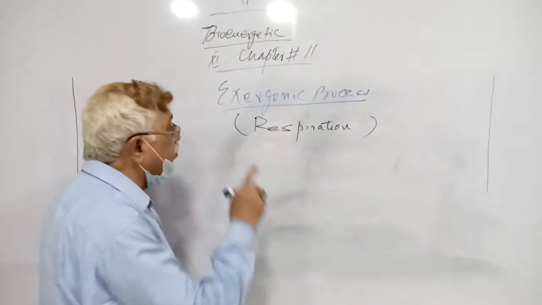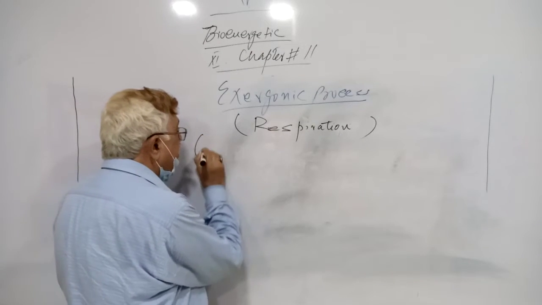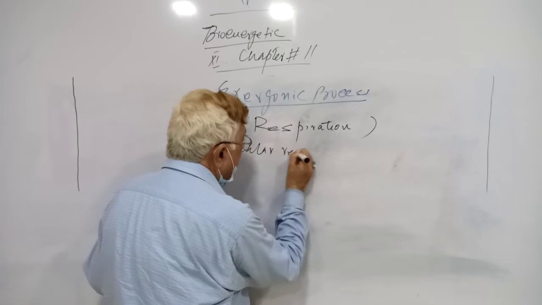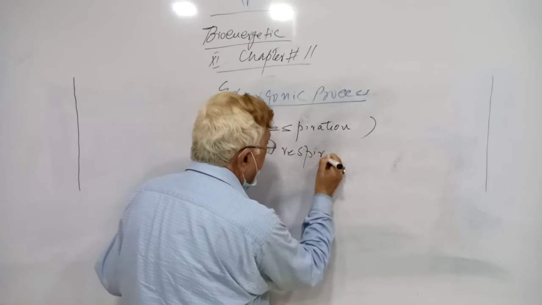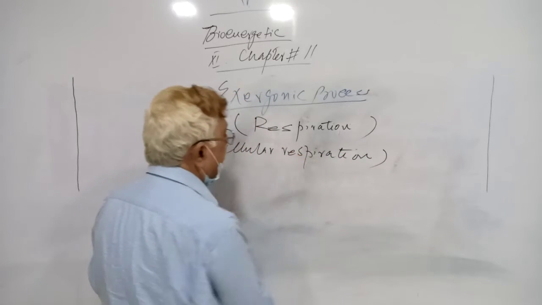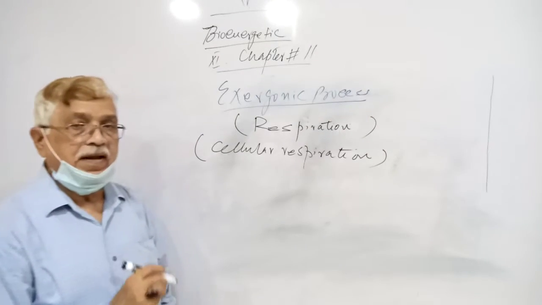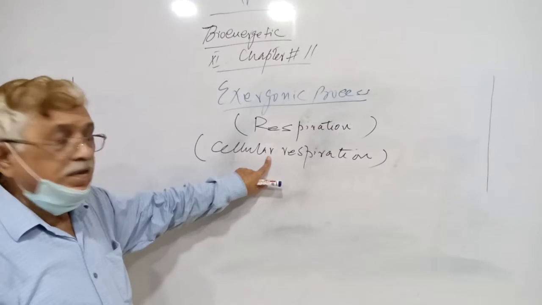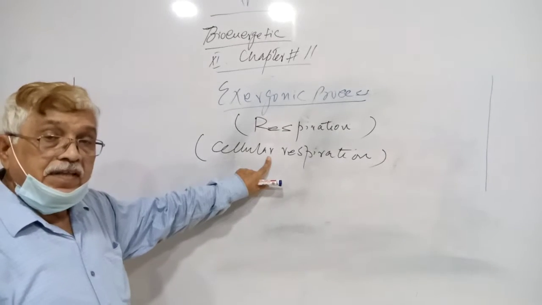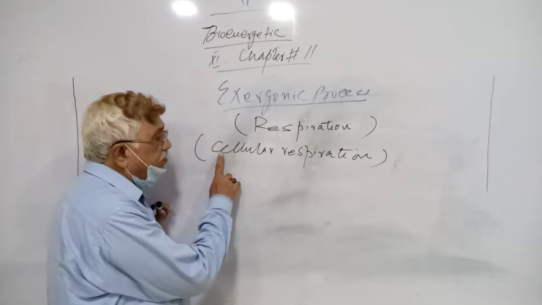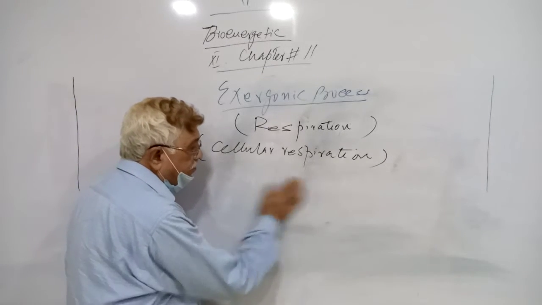So another name for respiration is cellular respiration. Cellular respiration means the chemical process of respiration which takes place in the cell, definitely in the mitochondria. So it is called cellular respiration.